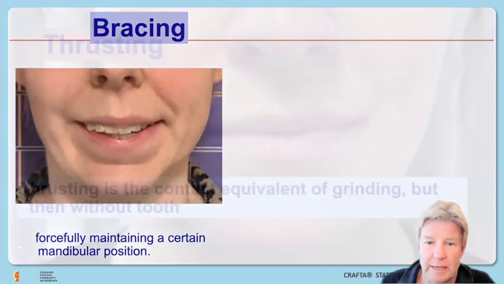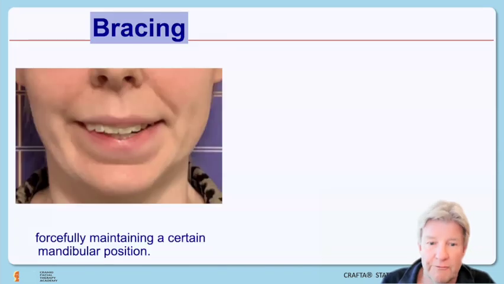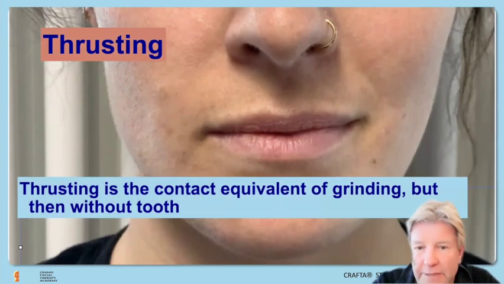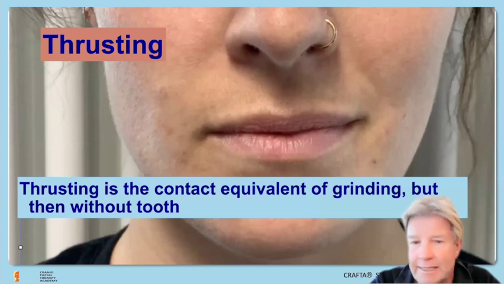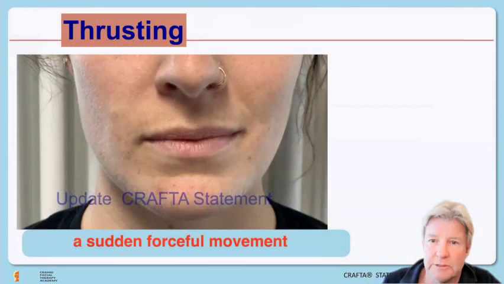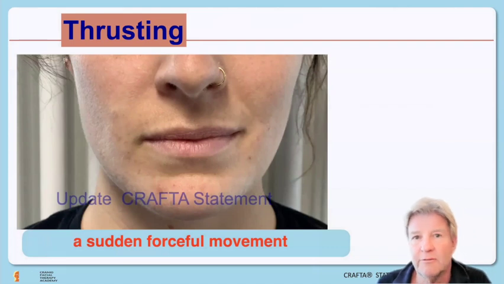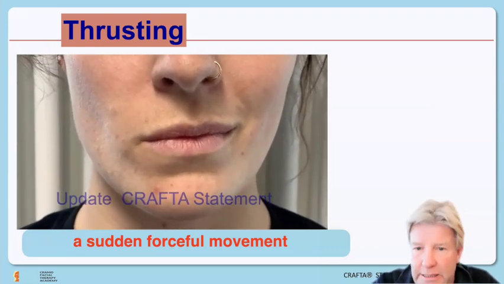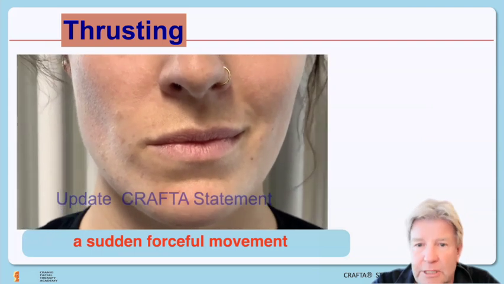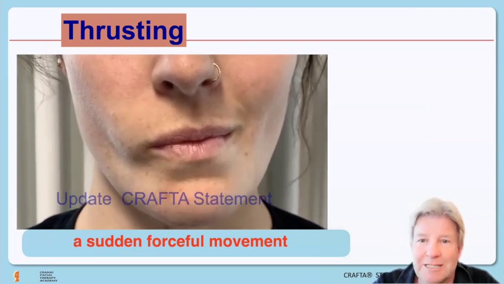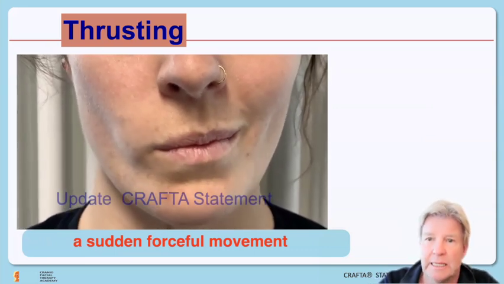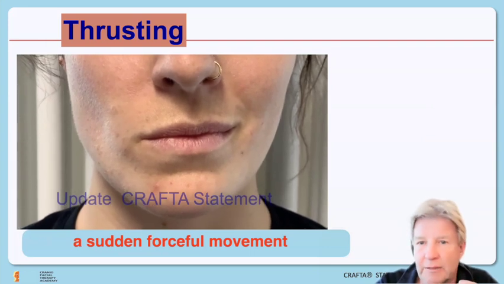Bracing is a forceful maintaining component from the teeth. Then thrusting is the contact equivalent of grinding, but without teeth contact. There are sudden forceful movements from the jaw, and you mostly see facial muscles moving, like this. This woman had no teeth contact, but you cannot see that; I can promise you she had none. It's like a kind of sucking that you see.